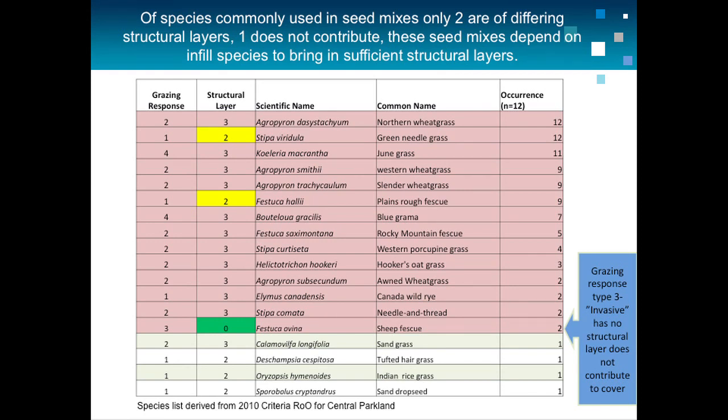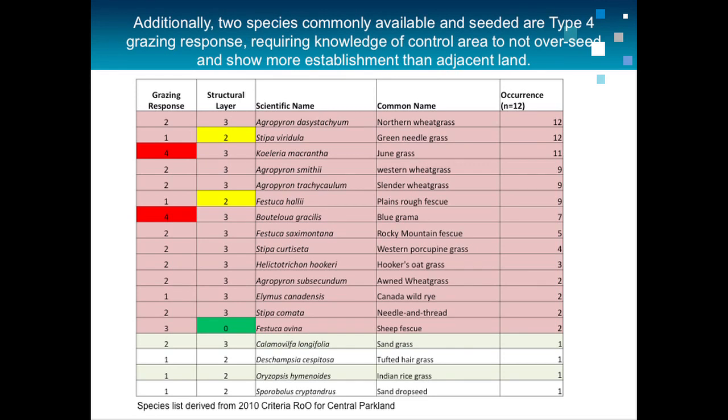So what I want you to look at is the yellow highlighting, and that column is structural layers. Those species that are used in seed mixes are predominantly one structural layer, according to the record of observations and the 2010 criteria. So you see that Stipa viridula and Festuca halii are the two in structural layer 2. I just want you to think about what percentages of a seed mix those two would be. And just so you know, these seed mixes are mostly seeding one structural layer for the most part. Okay. Next one.